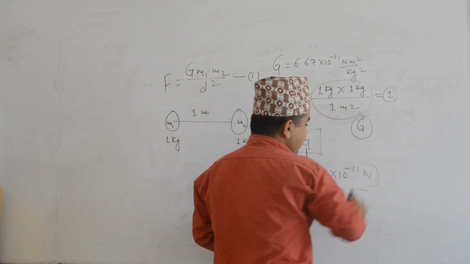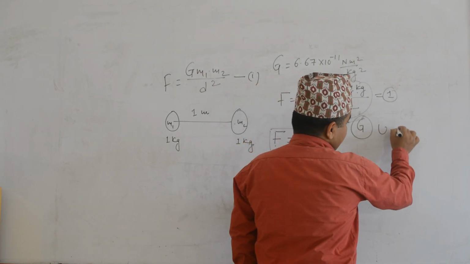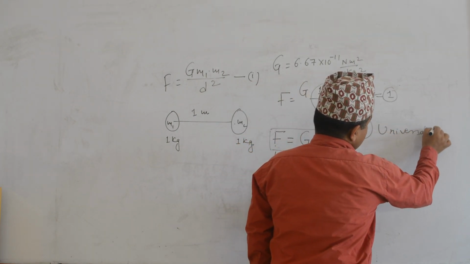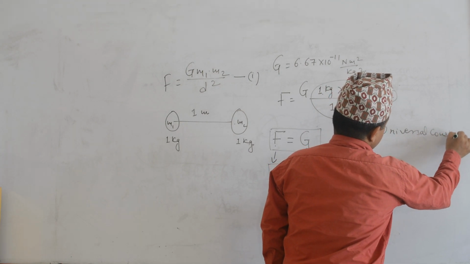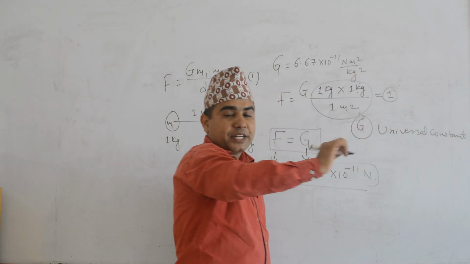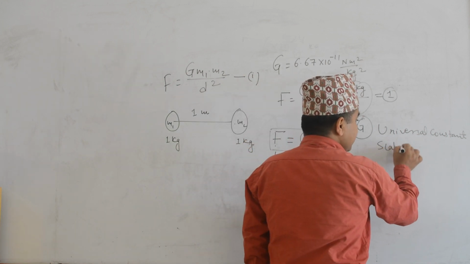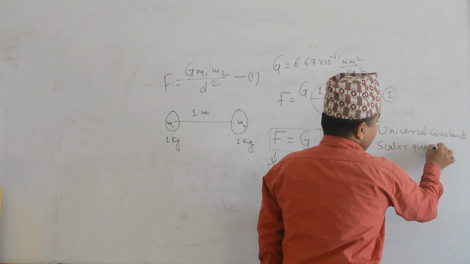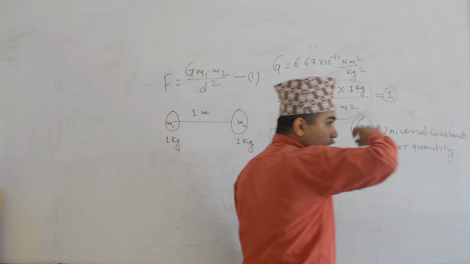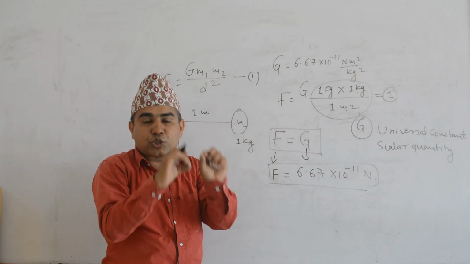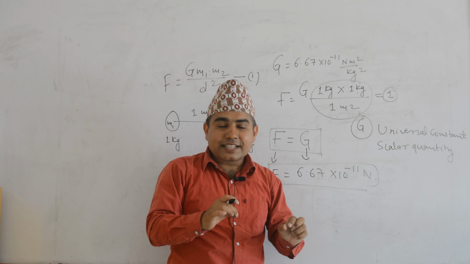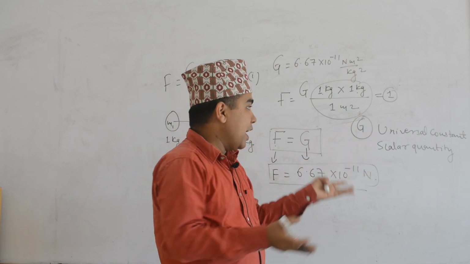I told you already, capital G is a universal constant. Universal constant means it is constant everywhere. Its value does not change from place to place. It is a scalar quantity. It is the gravitational force of attraction existing between two 1 kg masses which are 1 meter apart.